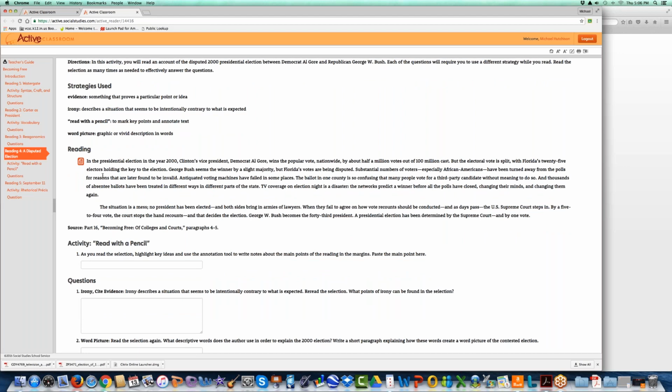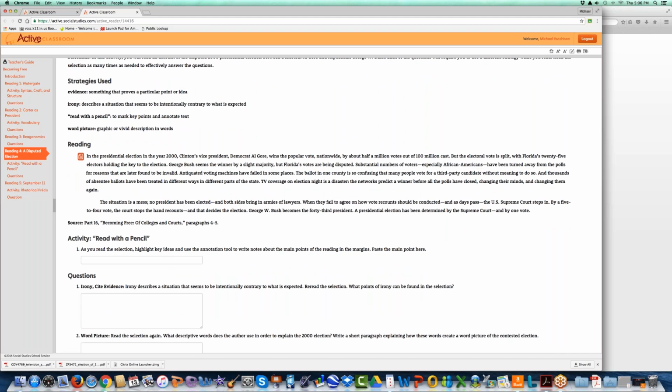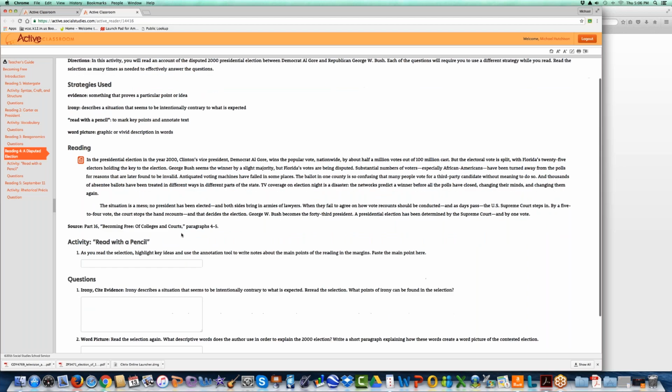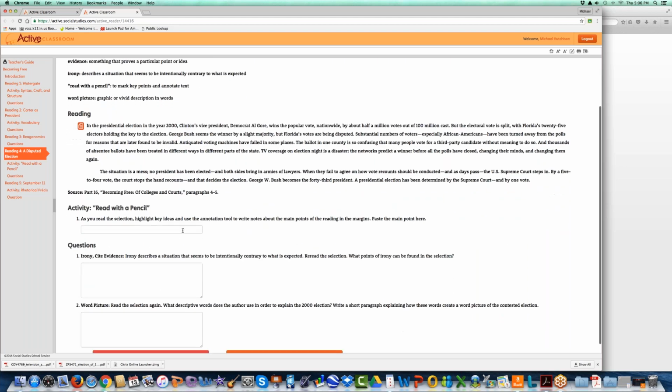So what the students do is they look at the reading, which is very small in this instance. It's only maybe about 125 words or so. Then they read with a pencil. I don't have the annotation tool set up on my version of this right now, but as you may know, you can create a lesson where students can annotate various things in the lesson. They can highlight different colors and that sort of thing.